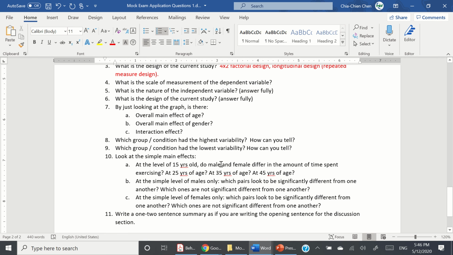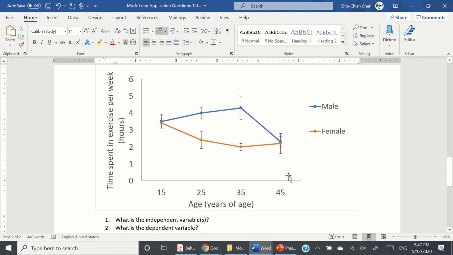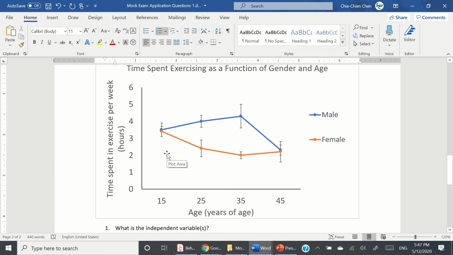Okay, number 10. Now looking at the simple main effects. So what are the simple main effects? We're just looking at one level of something. So at the level of 15 years of age, do male and female differ in the amount of time spent exercising? And what about at 25, at 35, at 45? At 15, do the error bars overlap? They do. So therefore, at the level of 15 years of age, males and females do not differ in how much time they spend exercising per week.